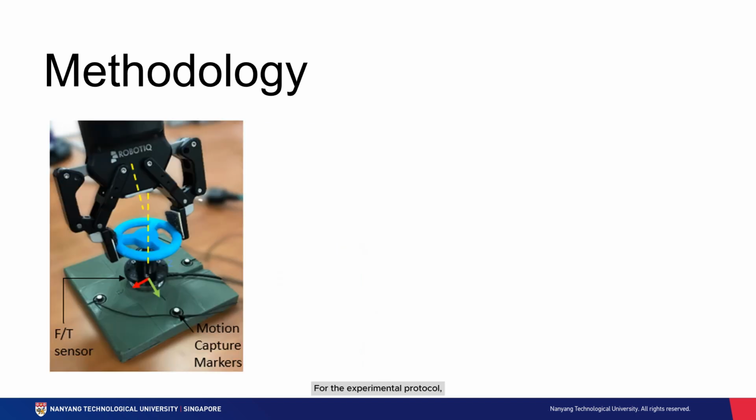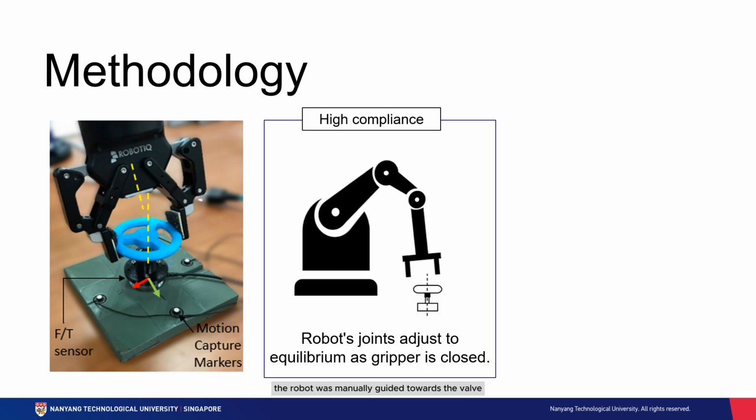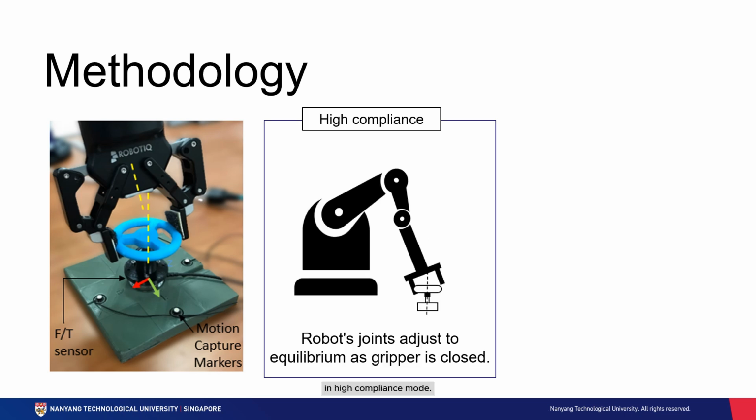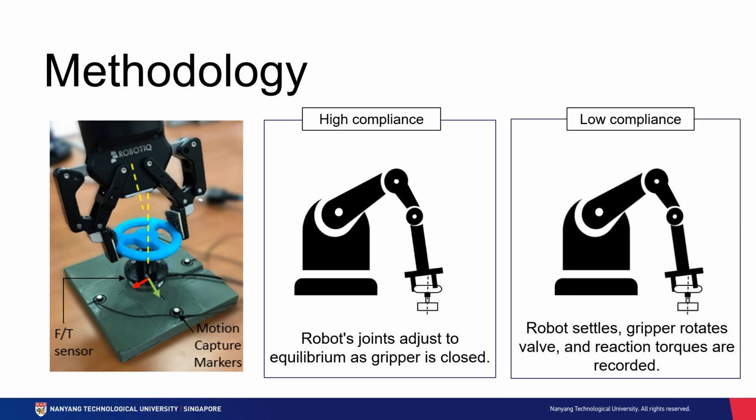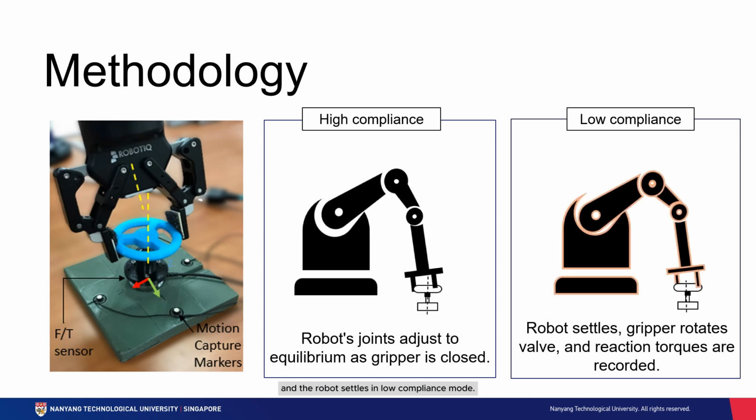For the experimental protocol, the robot was manually guided towards the valve in high compliance mode. The gripper was then closed and the joints of the robot were allowed to adjust to minimize the torques, again in high compliance mode. After this, the gripper rotates and the robot settles in low compliance mode.